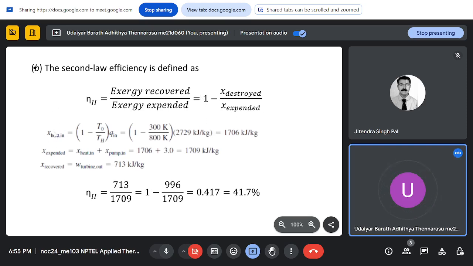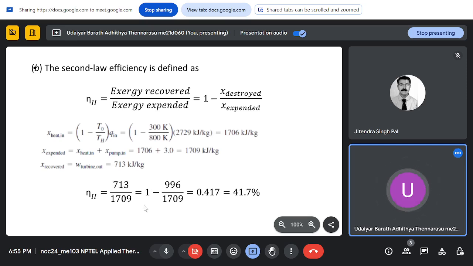So the exergy given by heat is 1 minus T naught by TH. This is the exergy which is spent or given to the cycle. So 1 minus T naught by TH times Q in. So this will give me 1706 kilojoule per kg. So that exergy expended is exergy of heat in plus the pump work. So 1706 plus 3, which is 1709 kilojoule per kg. Out of which how much we are recovering is 713 kilojoule per kg.